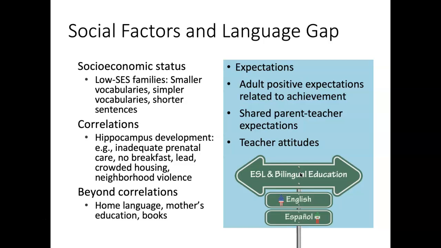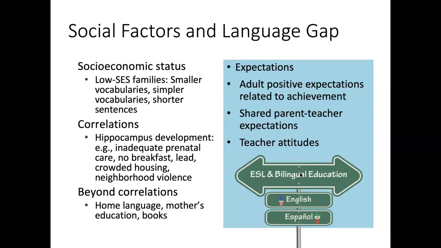Beyond the correlation, the home language, the mother's education, if the mother is the one who's primarily spending time with the child, what books the child has, those are the most critical determinants of a child's ability to learn in school, and those are connected to socioeconomic status.